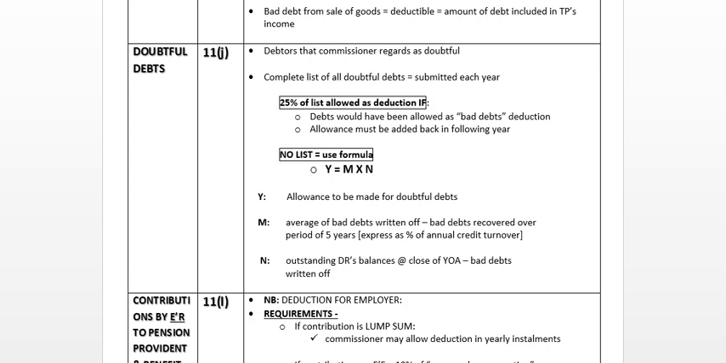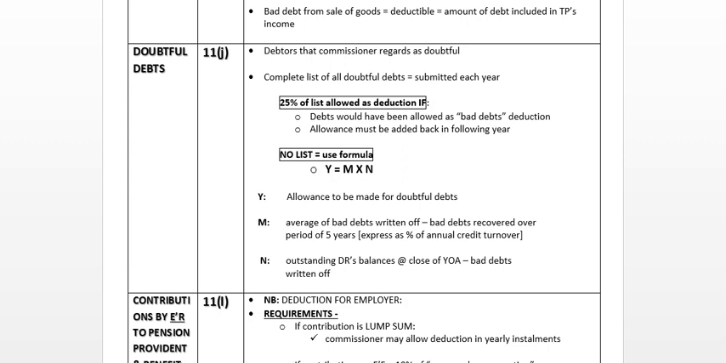So doubtful debts, it's very much related to your bad debts. It's just debts that you believe will not be recovered during the current year of assessment. So we'll go through that a bit later, but there's a formula, or only a portion of that is allowed, and it's 20% of the list of allowance of deduction. If the debts would have been allowed as a bad debts deduction, an allowance must be added back in the following year. Okay.